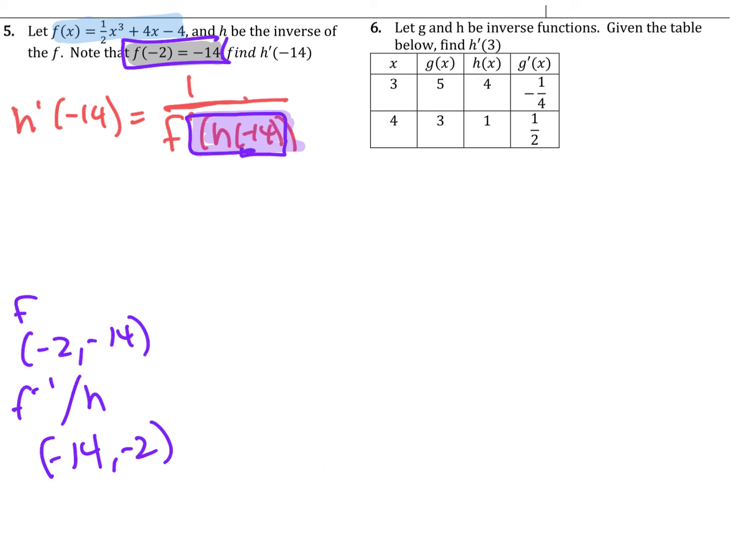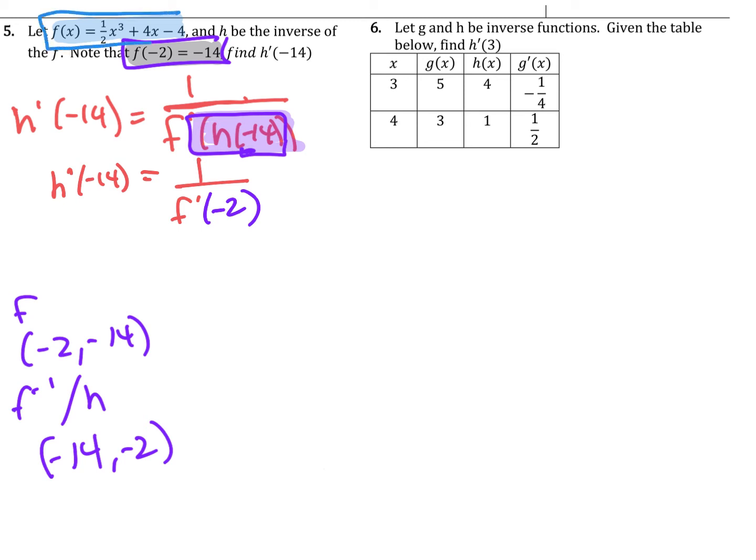So I can rewrite this. h prime of -14 equals 1 over f prime of -2. -2 is what h of -14 is. Now you might be thinking, okay, but what's f prime of -2?